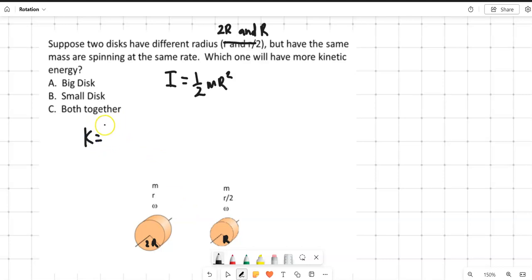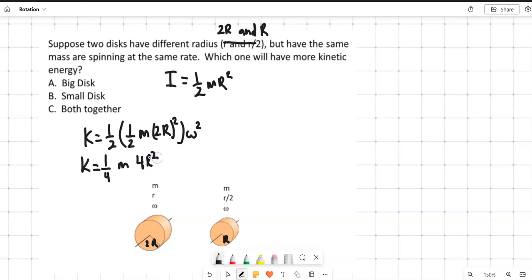Okay, well, let's write the kinetic energy equation. Again, it's going to be 1/2 I omega squared, but this I for this one is going to be 1/2 m, and it's 2r squared. So this is going to be 2r that we're going to be squaring. It's a lot of brackets. Times omega squared. Okay, so let's multiply this out. This is going to be 1/2 times 1/2. That's 1/4. 2r squared is going to be 4r squared, because we're squaring 2 and squaring r, and this is omega squared. So the 1/4 and the 4 are going to cancel each other out. So this is going to work out to be just mr squared omega squared.